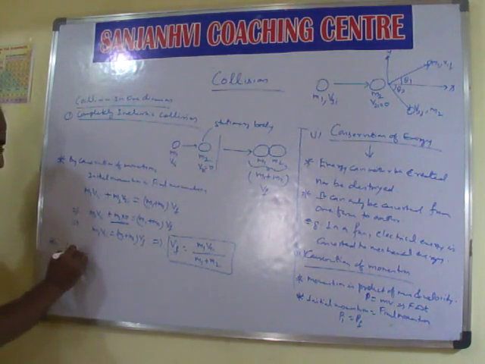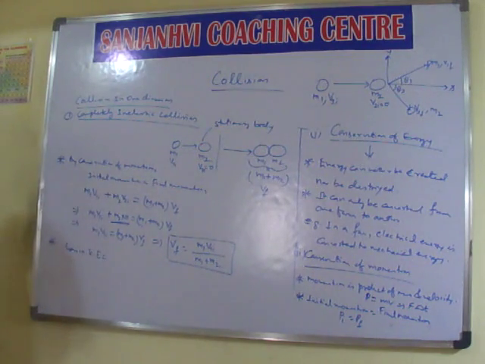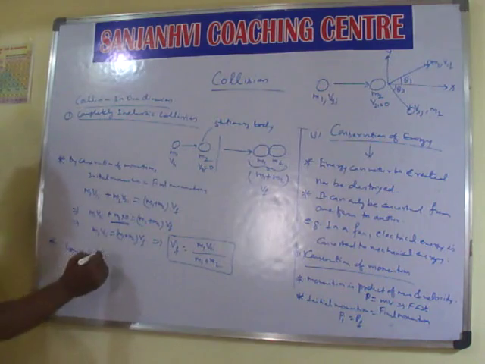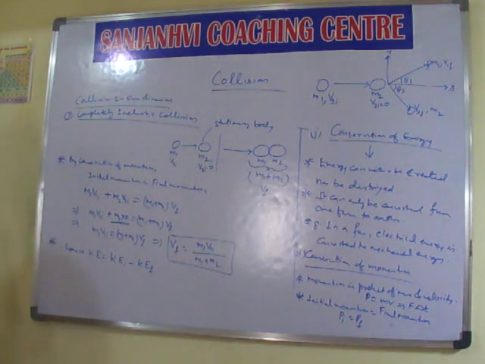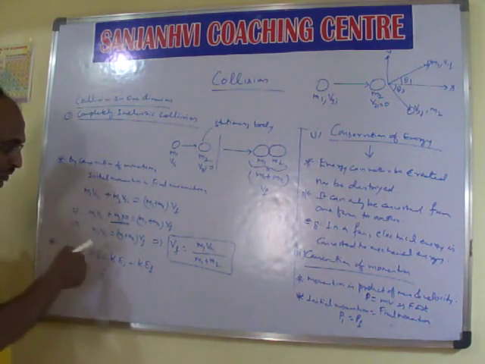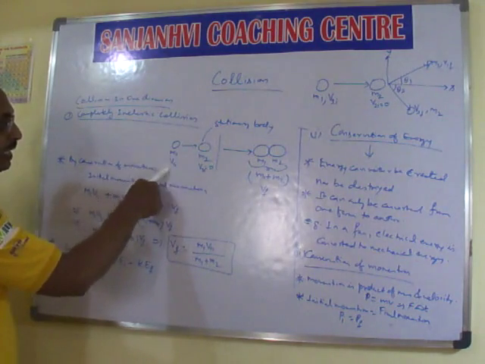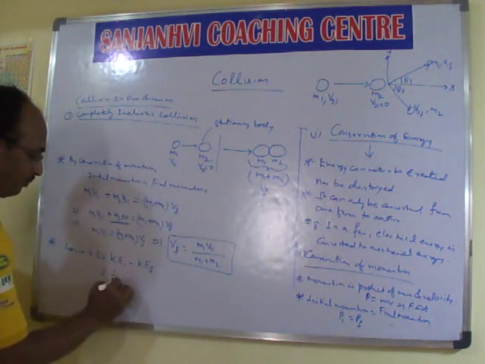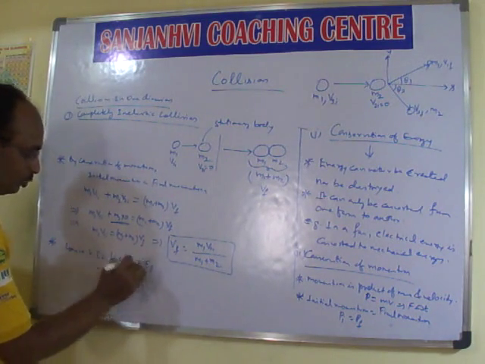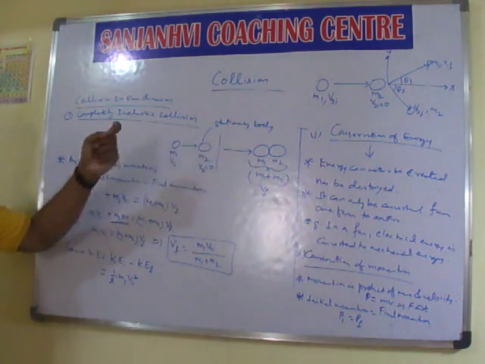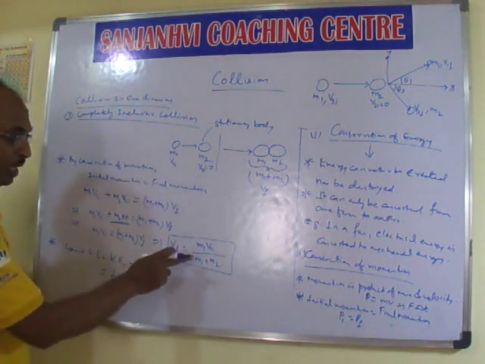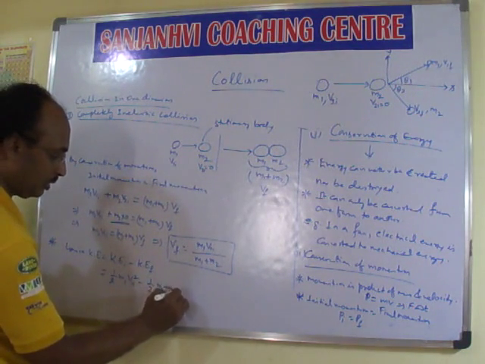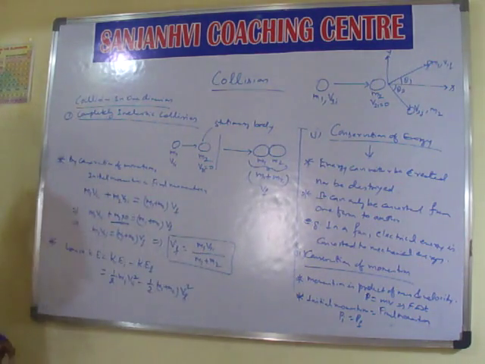So loss in kinetic energy will be equal to initial kinetic energy minus final kinetic energy. In this case, initially only this one is having kinetic energy, so you can say half M1 V1i square. For the second body the kinetic energy is 0. Minus half, then what is the mass? M1 plus M2, and Vf square. Correct or not?